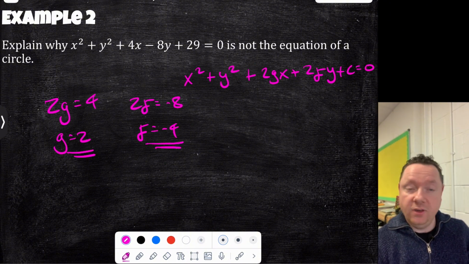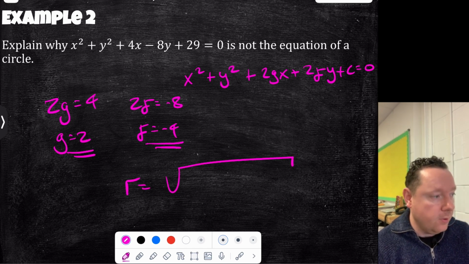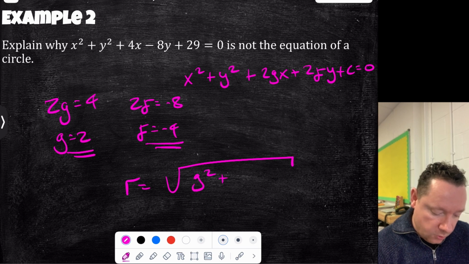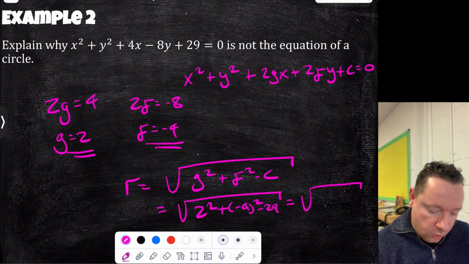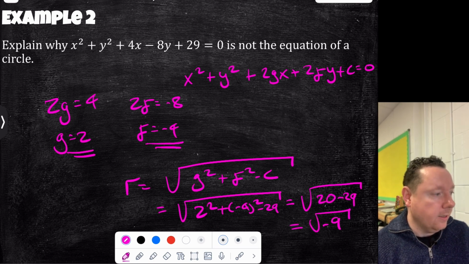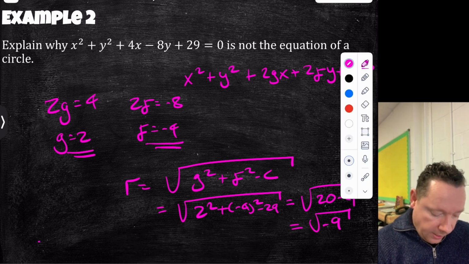That's not an issue. But what about the radius? Well, looking at the radius, remember, from the start of the exam paper, it is the square root of g squared plus f squared minus c. Well, that would give me the square root of 2 squared plus (minus 4) squared, and c is 29, so take away 29. That's the square root of 2 2's is 4, 4 4's is 16, so that's 20 minus 29, which is the square root of minus 9. Well, you can't have the square root of minus 9, so it's not a circle because minus 9 is less than 0, so not a circle.